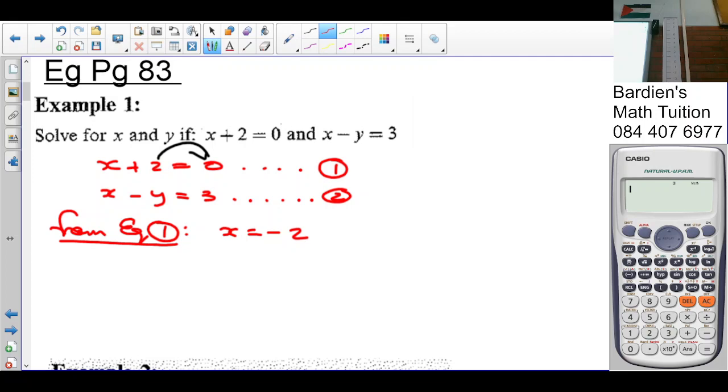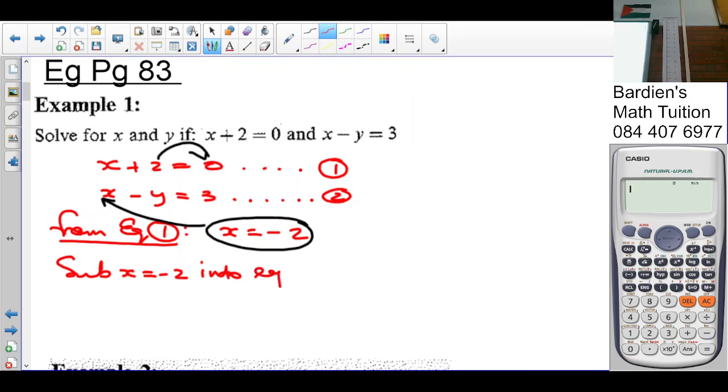So what do we do with that? We substitute this into the second equation. So now we're going to substitute x is equal to minus 2 into equation 2. Now you guys do the substitution for me too.